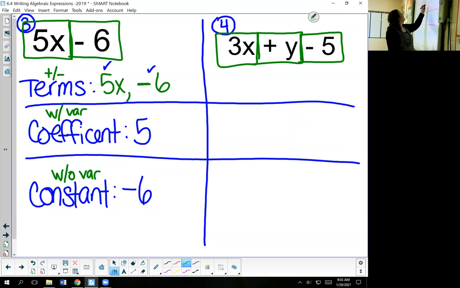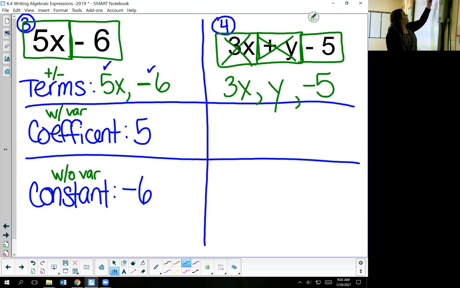So let's write it out. I have 3x, took care of that. I have a y, took care of that. And I have a -5. Negative. Subtraction and negative. Get your eyeballs to realize that is a negative. I know it's a hard understanding. So now all I have to do is look at my numbers now.